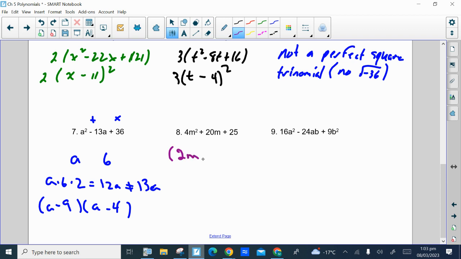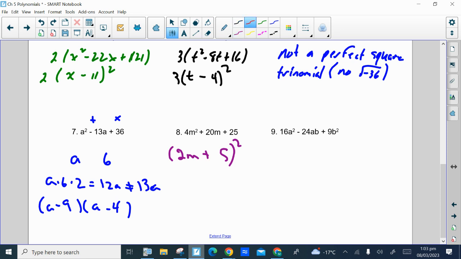The square root of 4m squared is 2m. The square root of 25 is 5. If you multiply these two together, you'll get 10m, and you double, you do get the 20m. And because it's a positive 20m, the factors are 2m plus 5 all squared. If you did this the way we did in the last 2 days, you would get 2m plus 5 and 2m plus 5. But this is a lot quicker than the way we did it the last 2 days.